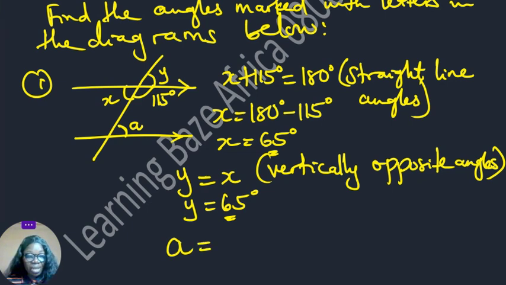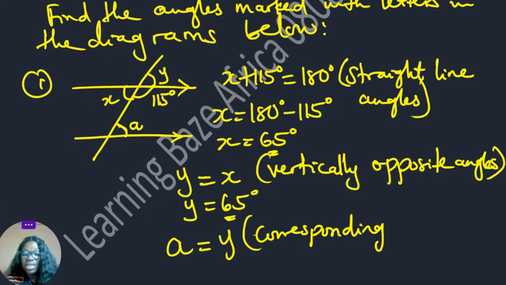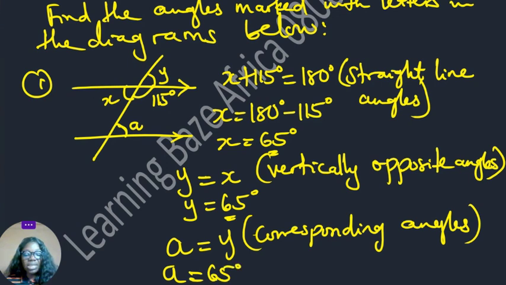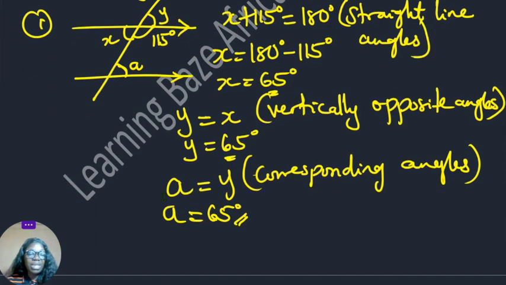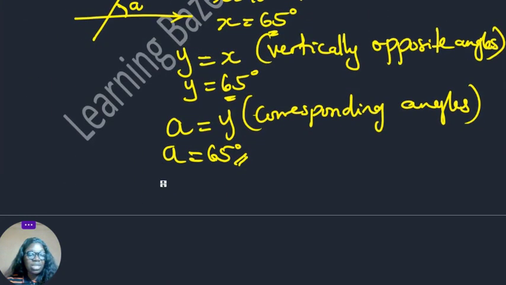Now if you look at A, let's see if we have a corresponding angle to A. Don't forget corresponding angle. Now, A is on the right side on top of the parallel line. Then look at the parallel line above. On the right side on top of the parallel line is Y. So A is equal to Y because they are corresponding angles. So always write the reason. Don't forget corresponding angles. So if Y is equal to 65 degrees, it means A is equal to 65 degrees. So we've been able to find the value of the angles marked with letters in this particular diagram. Now let's move on to the next example.